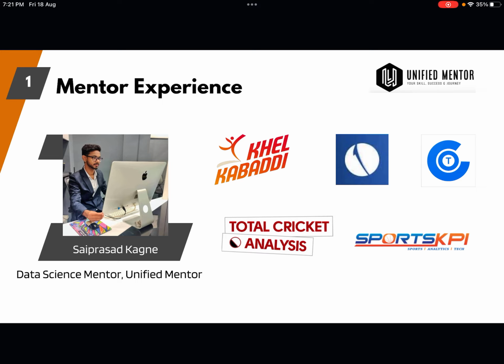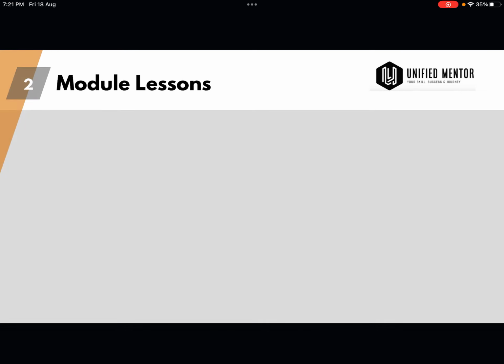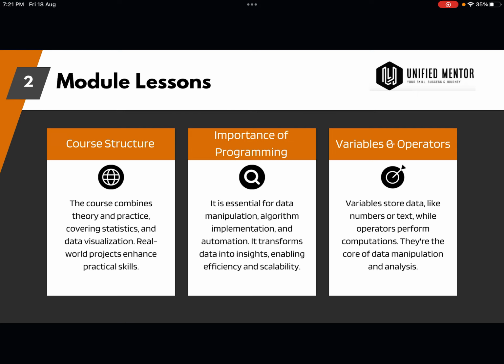Let's see the course structure, the topics and the syllabus we have. One by one, we'll explain each tool and technology we are covering in data science. In this first module, these are the three main topics we are going to study. Firstly, the course structure: we'll have a combined structure of both theoretical and practical exercises, with topics like statistics, Python, and techniques like data visualization, and some real world projects as assignments. It is a full-fledged course regarding data science.